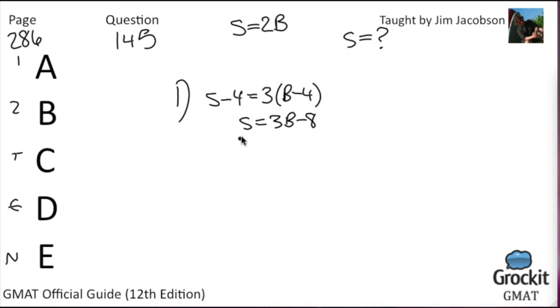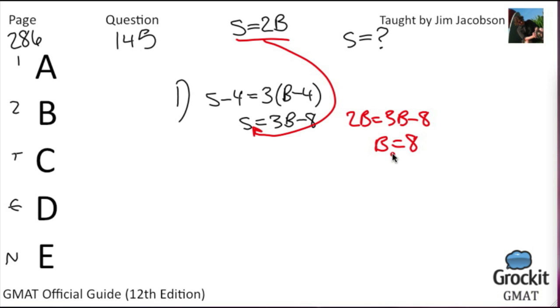And so in this case, we could substitute this value up here in for S. We would have 2b equals 3b minus 8. Subtract a b and add an 8 to both sides, we get b equals 8. And we know that S equals 2b, so S equals 16.